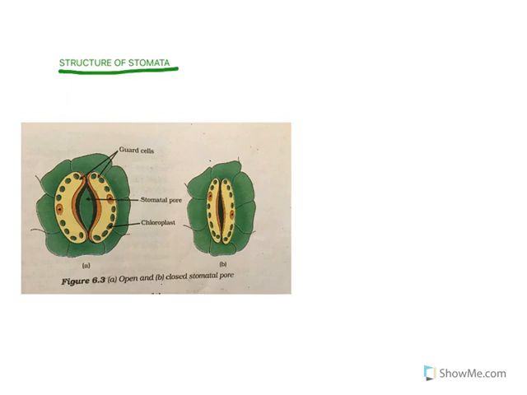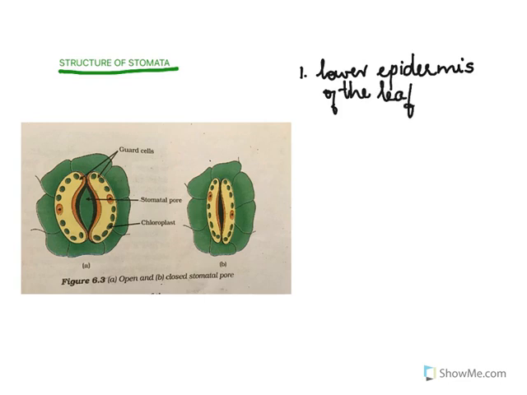So here is a picture of the stomata. We first must know where the stomata are present. Number one, we know they are present in the lower epidermis of the leaf. The stomata are guarded by these kidney-shaped cells called the guard cells. You've seen they're all kidney-shaped.